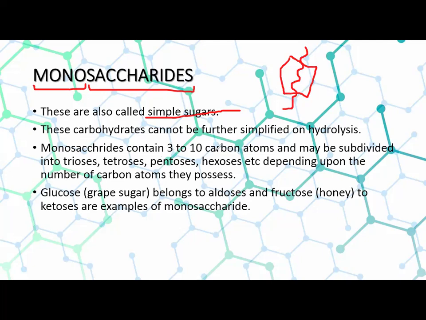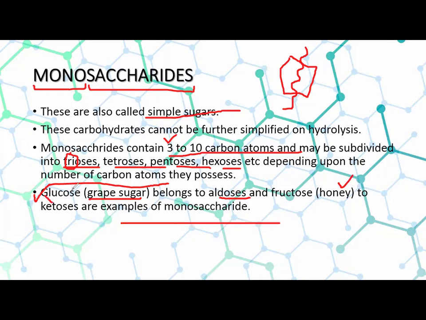So a monosaccharide contains 3 to 10 carbon atoms, and may be subdivided into trioses, tetroses, pentoses and hexoses. Tri means 3. A monosaccharide containing 3 carbons is known as a triose, 4 carbons a tetrose, 5 pentose, and 6 hexose, depending upon the number of carbon atoms it possesses. An example of a monosaccharide is glucose, also known as grape sugar, which belongs to the aldoses, and fructose, found in honey, a ketose. Glucose and fructose are examples of monosaccharide sugars.